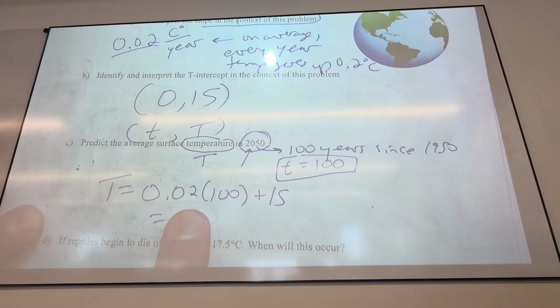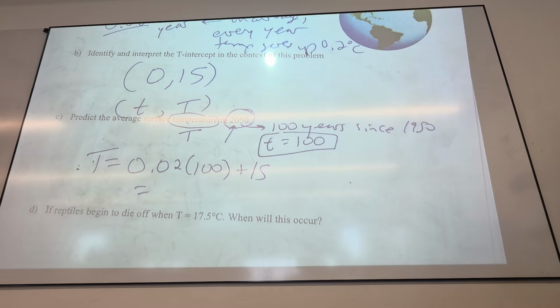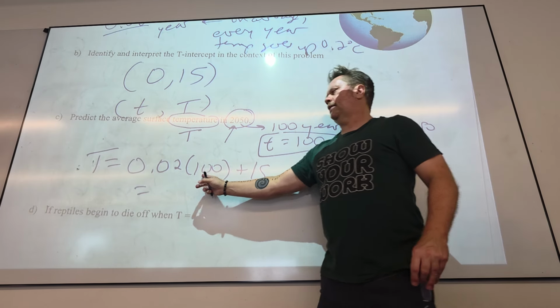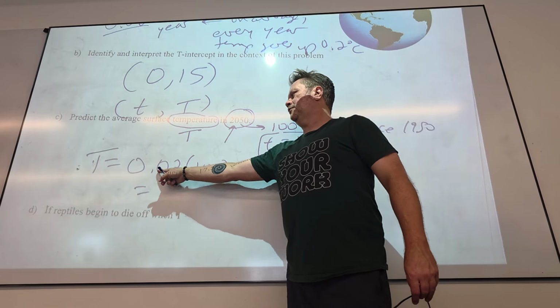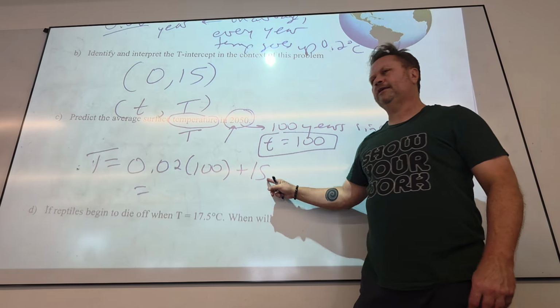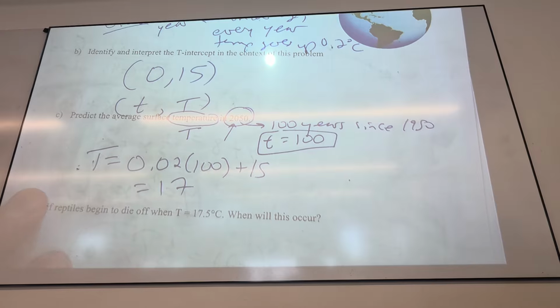Does anyone know what point, did I write that right? Yeah, 0.02 times 100 is? You guys know when you multiply by 10, you move the decimal once. So if you multiply by 2 tens, you move the decimal twice. So that's 2 plus 15 is 17. Now, that sounds very small, yes?